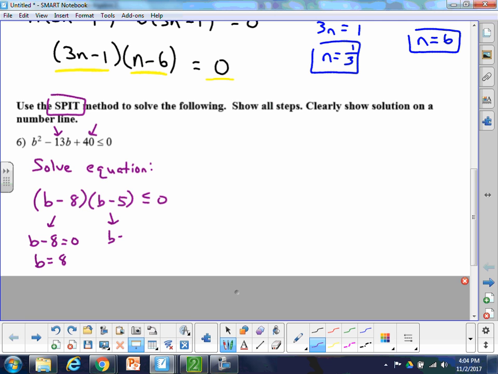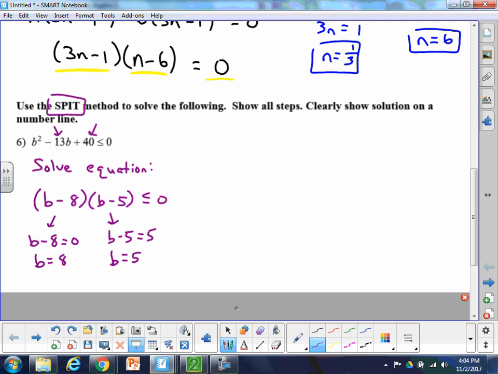The other factor equal to 0 gives me b equals 5. Okay, now those are not the solutions. Since this is an inequality here, those are going to be called our critical values. If this was an equation, we'd be done. But it's not. It's an inequality.